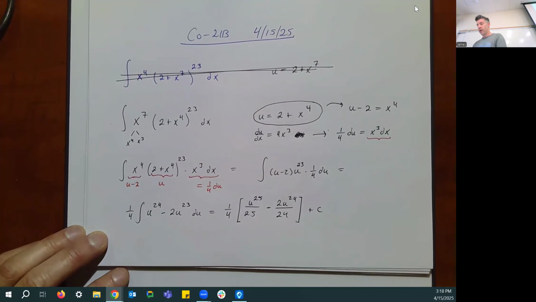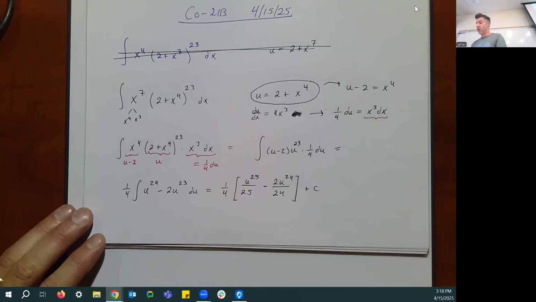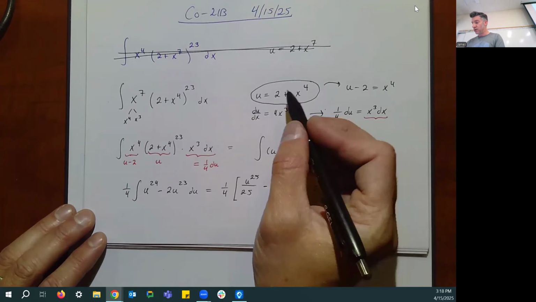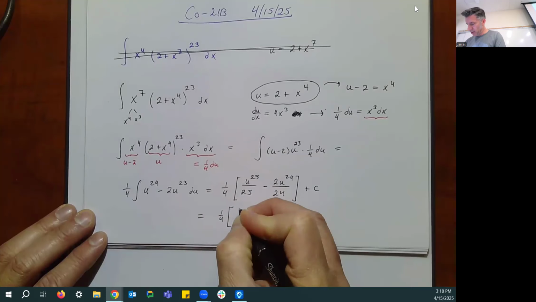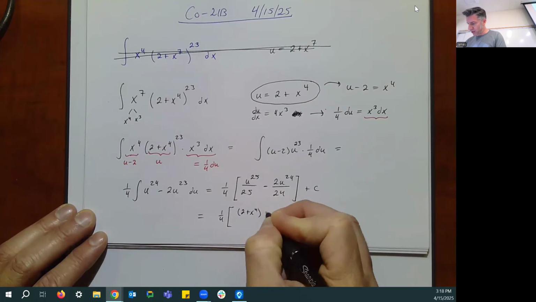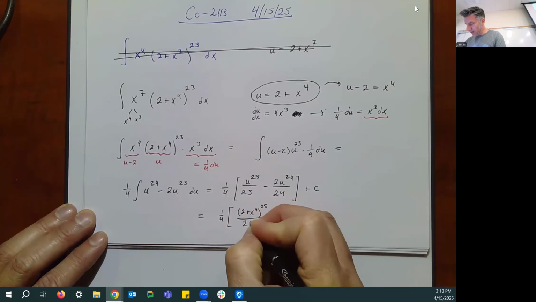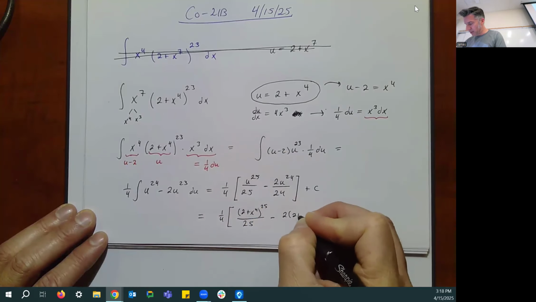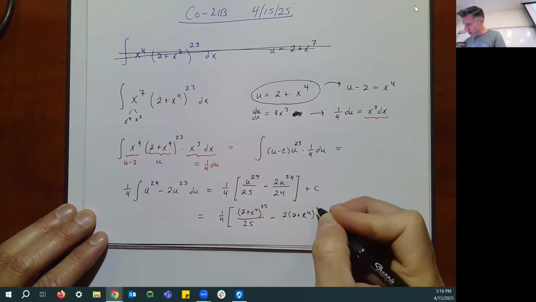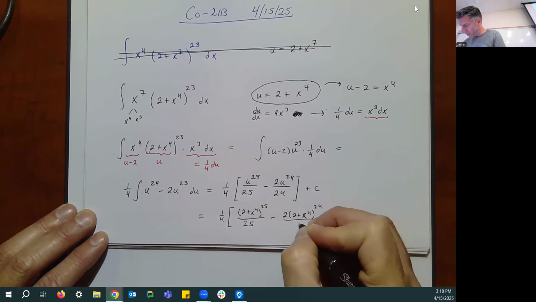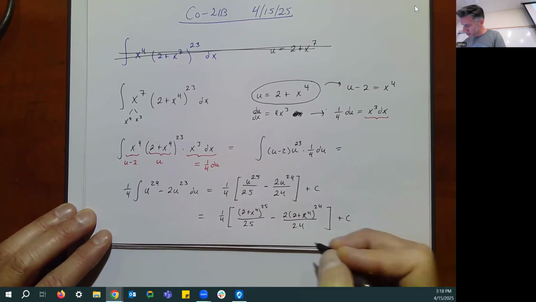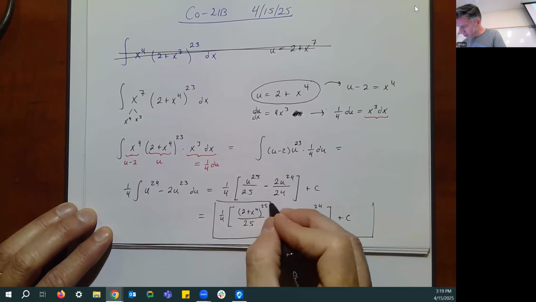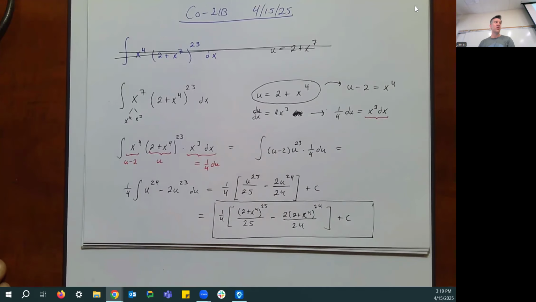plus C. And then to end the problem, we're going to plug back in what u is equal to, which is 2 plus x to the 4th. So we're going to rewrite this as 1/4 times 2 plus x to the 4th to the 25th divided by 25 minus 2 times 2 plus x to the 4th to the 24th divided by 24. And I'm not going to simplify the 2 over 24 to 1/12, even though I really want to. So there is a u substitution with a back substitution.